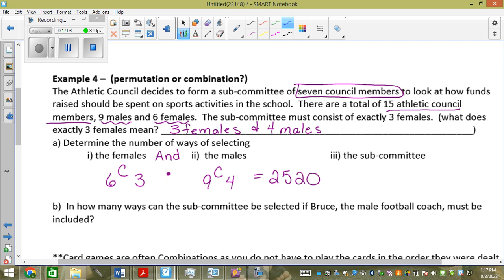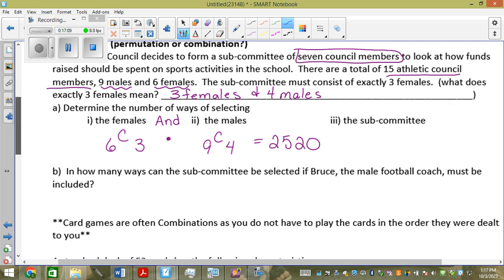Okay, the next one says, in how many ways can the subcommittee be selected if Bruce, the male football coach, must be included? So he's counted as one of the males, right? So I still need 3 females and 4 males. How can I guarantee getting Bruce? Choosing from all the males? Would that guarantee getting Bruce? No. Where would I have to choose from? Yeah, just Bruce himself. If I want Bruce, I have to choose him from Bruce. So it's going to be 1C1. Take Bruce, choose Bruce, right? And I still need 3 females, so I choose that from all the females, which is 6.